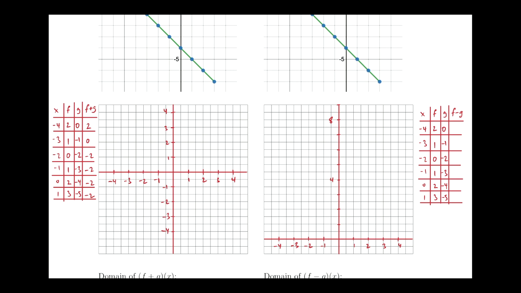Now, if we start plotting some x and y values, so now I'm looking at this x value and this y value. The function f plus g passes through negative 4 comma 2. Negative 4 comma 2, let me use a different color, is right here. And then we end up at negative 3 comma 0, which is here. And then at negative 2 comma negative 2, which is here. Negative 1 comma negative 2, which is there. 0 comma negative 2, which is here. 1 comma negative 2, which is here.